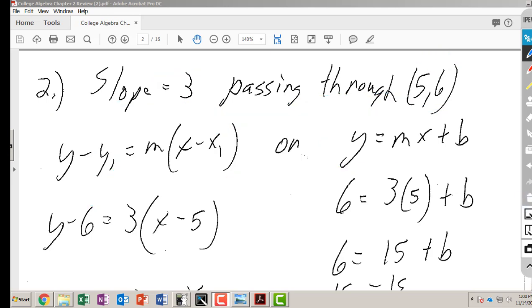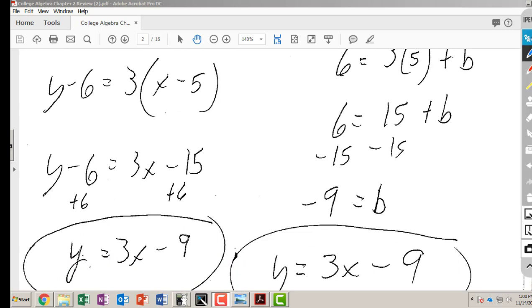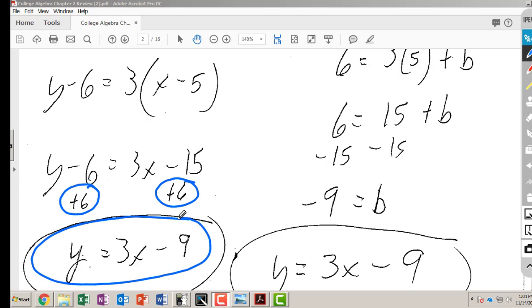And so to simplify that one down, it's just a matter of distribution. So you're going to use your distributive property. We're going to go ahead and distribute our 3 on through. So when I distribute this 3, I get 3x, and 3 times -5 is going to be -15. And now my last step is to bring the 6 over to the other side. So I'm going to go ahead and add 6 to both sides. And when I do that, I end up with my answer of y equals 3x minus 9. So that is using the equation y minus y sub 1 equals m times x minus x sub 1.